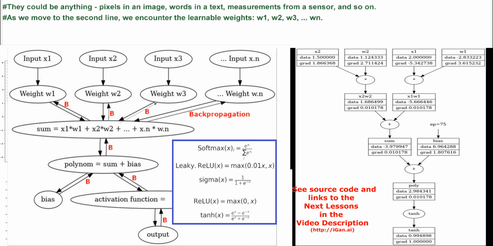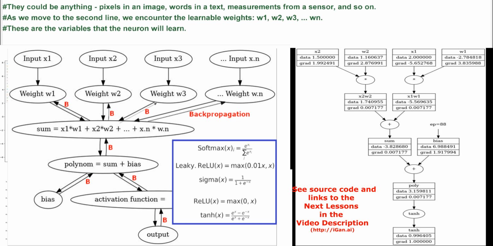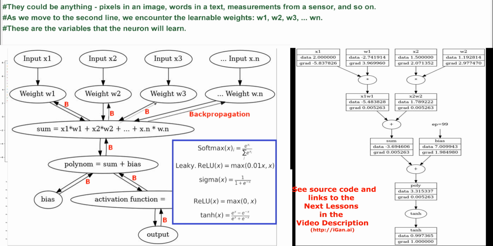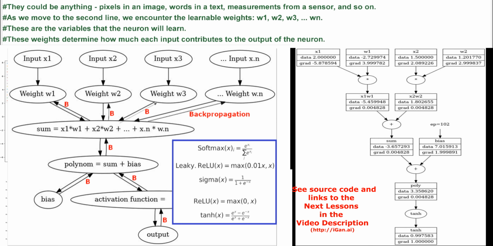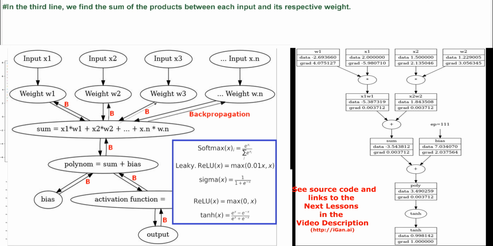As we move to the second line, we encounter the learnable weights: W1, W2, W3, Wn. These are the variables that the neuron will learn. These weights determine how much each input contributes to the output of the neuron.